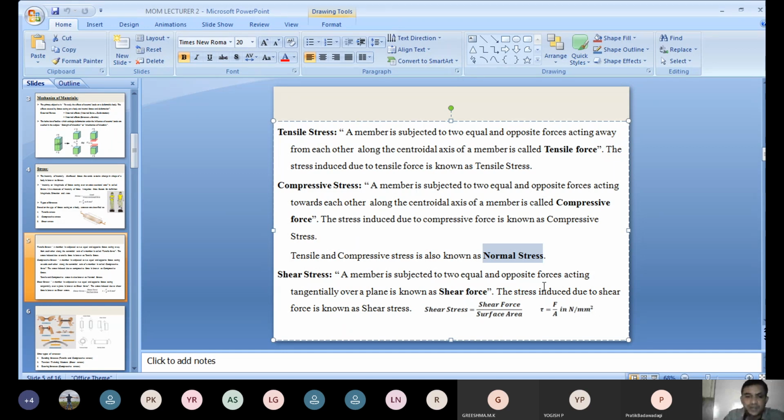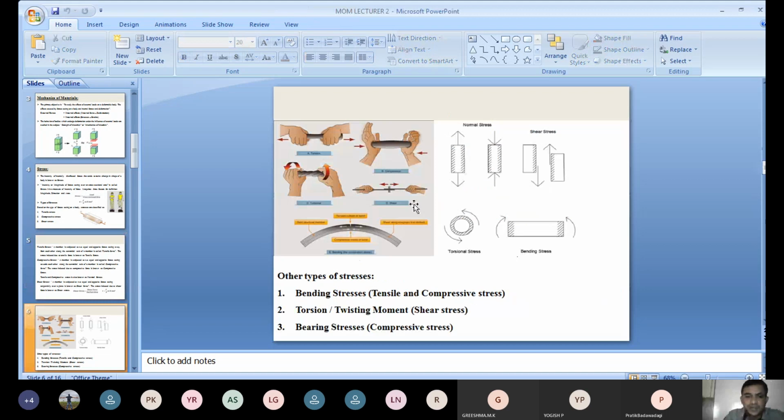Now, again, this slide was not in the previous lecture. See that. Here, take a bar. What happens here? Two equal and opposite forces act away from each other on the body. That is called the first one. What is the first one?